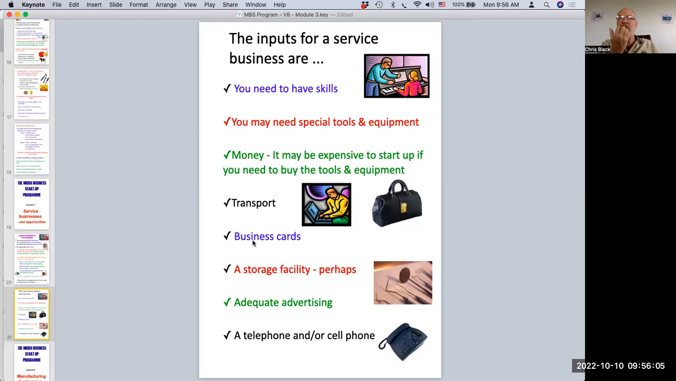Why do most service businesses need business cards? Maybe not a hairdressing, maybe not a car wash. So Mayimba, why?